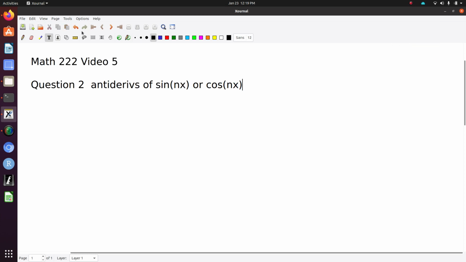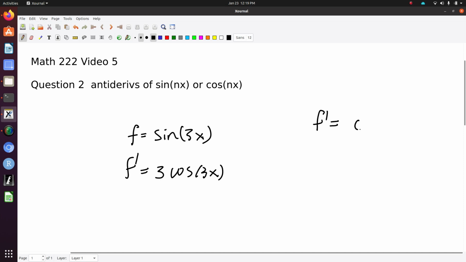Okay, so for question 2b, what if you want to take an antiderivative of something of the format sine of nx or cosine of nx? So remember, again, if you're going forward, you're going to look like this. Okay, you take the derivative of sine, it's cosine times that 3. So when you're going from cosine back to sine, you have to divide by that. So if you have f prime is equal to cosine of 7x, let's say, then you're going backwards. Well, the derivative of sine was cosine. But I must have multiplied by 7, so to go back, I must divide by 7.